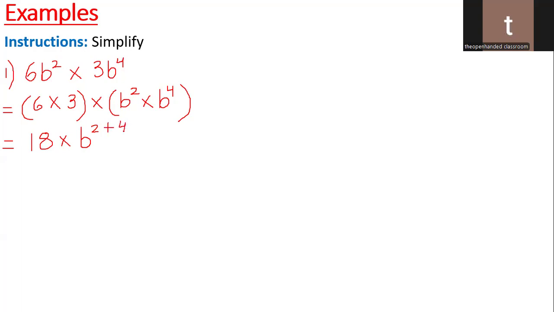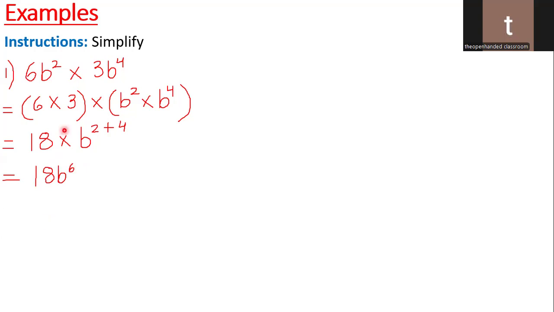2 plus 4. And so it is going to be equal to 18, right? B to the power of what? What is 2 plus 4? It's going to be what? 6. 6. Very good.